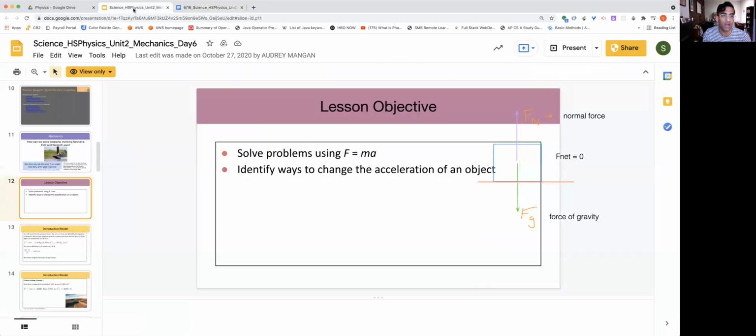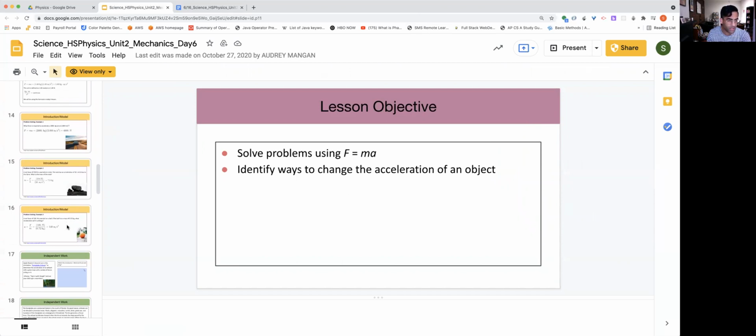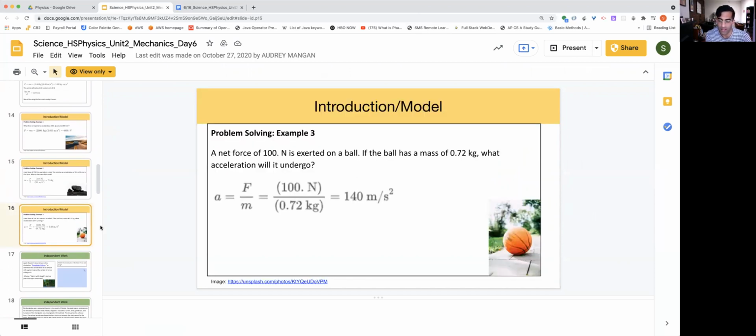Now, I just want to bring all this information to bear on some problems, okay? So we have some simple problems here. I want to take a look at this last one just to give you a taste of what it's like to have two of the quantities and rearrange the equation. So if we know that there's a net force of 100 newtons exerted on a ball, and we know that ball has a mass of 0.72 kilograms, we can take 100 newtons and divide it by 0.72 to get our acceleration.